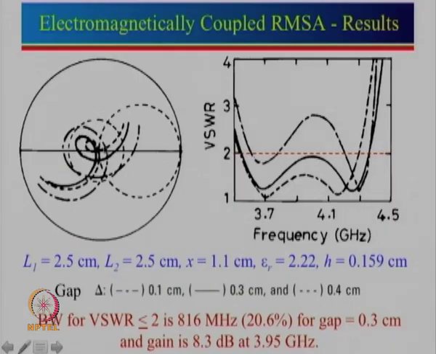So, this can be optimized even further if one requires, because you can see that this loop is slightly outside the 50 ohm point. So, this can be shifted to this side, and that can be done by slightly shifting the feed point towards the edge. So, the whole curve will shift from here to this side. So, a little bit of optimization can be done also if VSWR less than 1.5 is required.